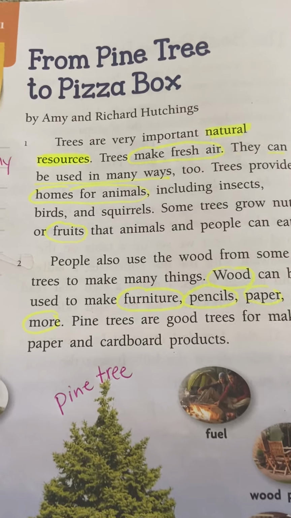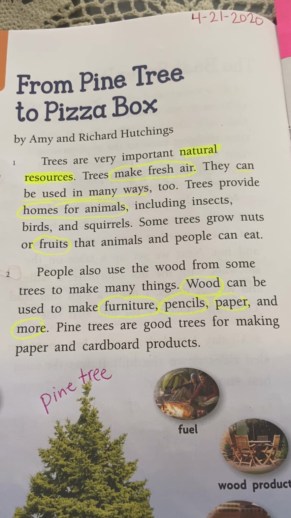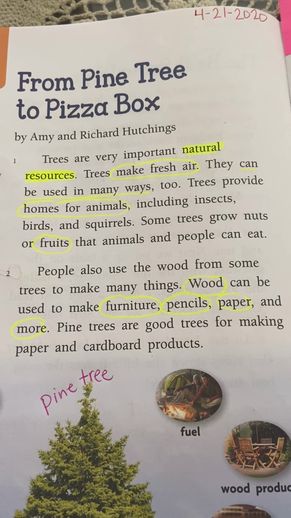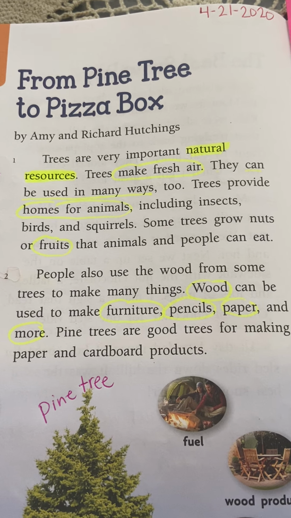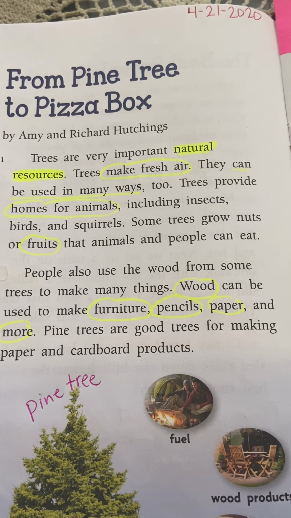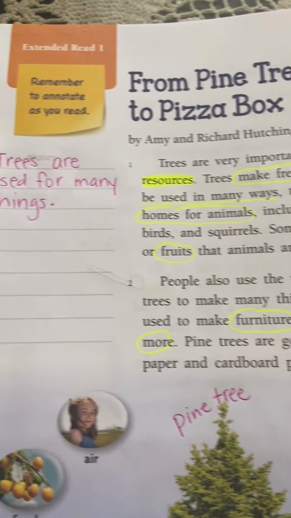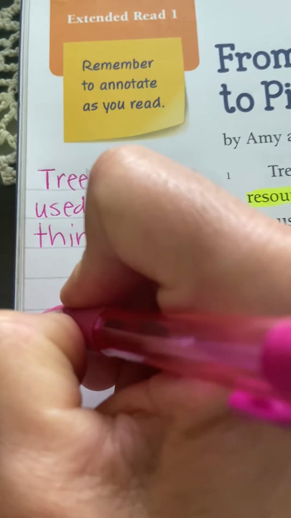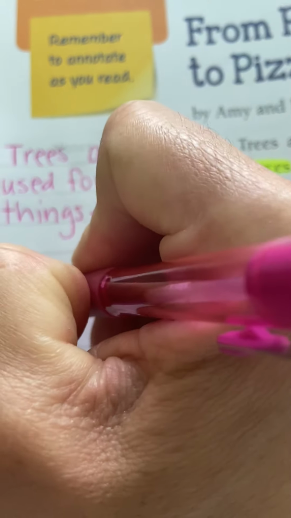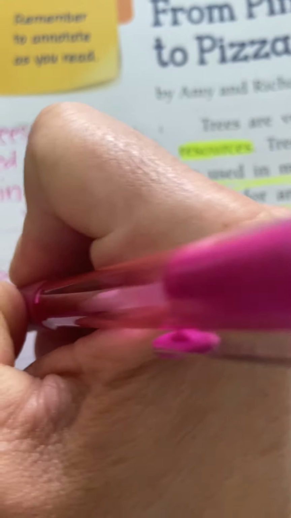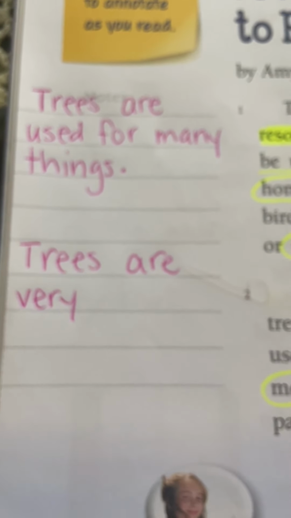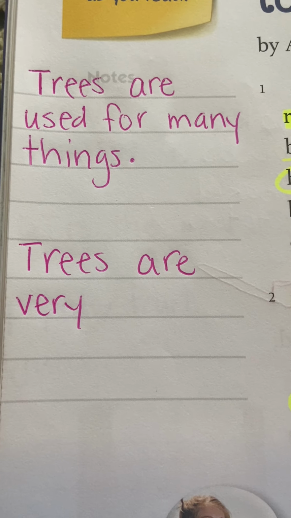So based off of both of these paragraphs, boys and girls, I can say that trees are very important. They help the earth a lot. They make oxygen, and they're used for many, many different things. Okay, so I'm going to write that over here. Trees are very important. Not sure why it's blurry, guys. There it is.